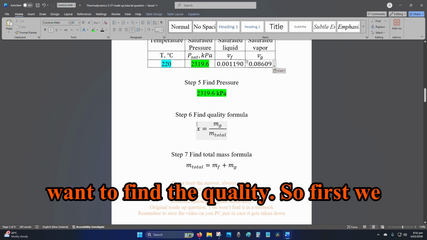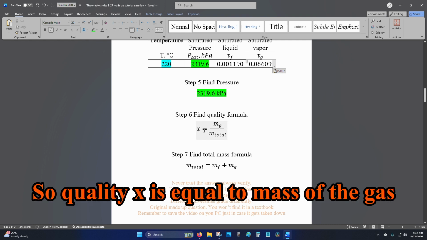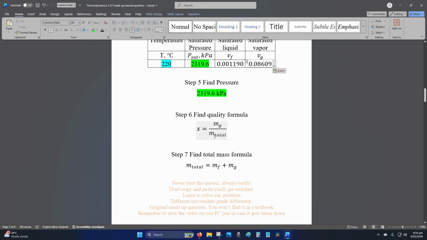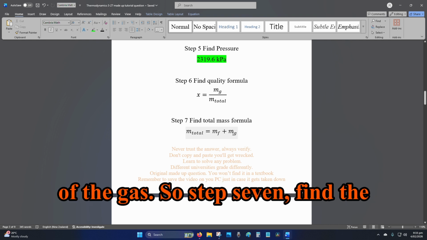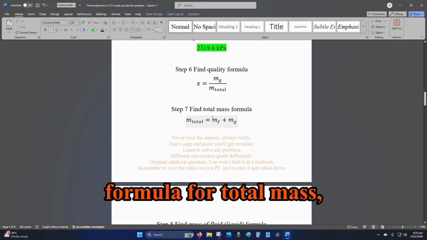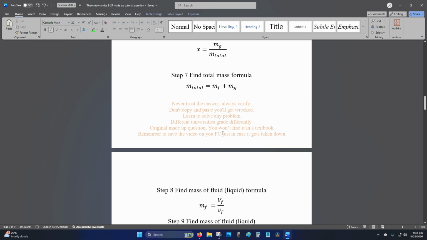For part B, we want to find the quality. So first we need to find the formula. So quality X is equal to mass of the gas divided by the total mass. We're going to find the total mass first because it contains the mass of the gas. So step 7, find the formula for total mass, mass of the fluid plus mass of the gas.